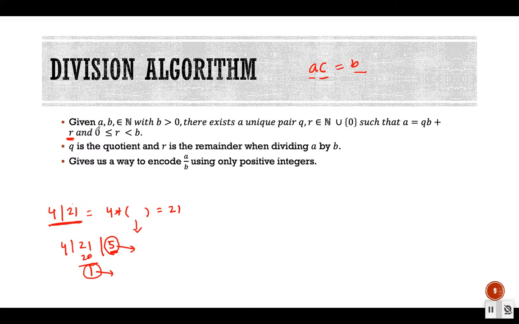So in that case, given a and b belonging to the natural numbers, where b is greater than 0, there exists a unique pair q and r. Both q and r can belong to N union 0, meaning all the natural numbers together with 0, such that we can represent a as q times b plus r, where r is between 0 and b.